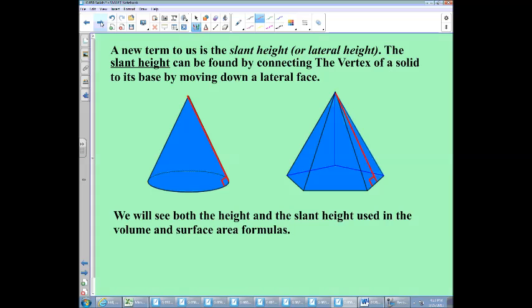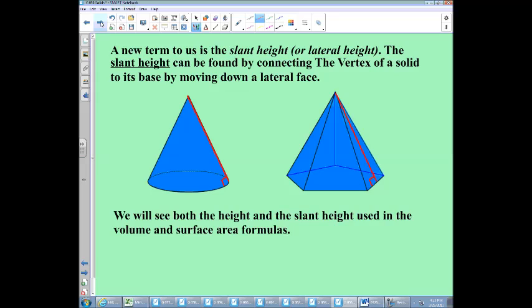We also came across the slant height. Slant height is from the vertex. It only happens in pyramids and cones, and it's from the vertex down the lateral face until it connects with the base, and it connects in such a way that it's perpendicular, and that's slant height.